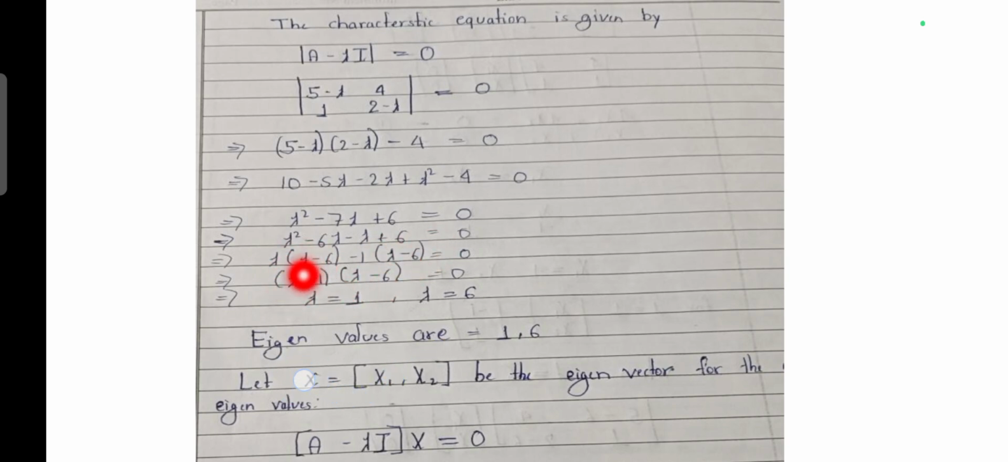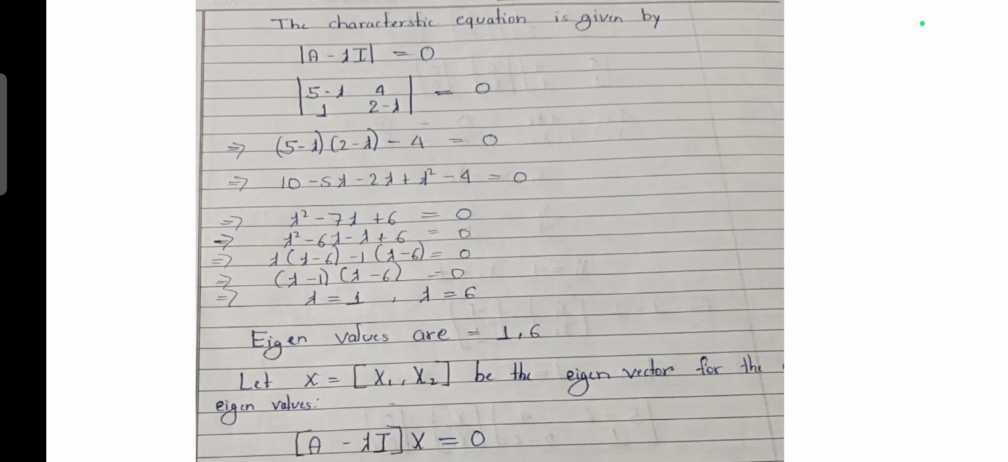We can take common lambda here, so lambda into (lambda minus 6), and minus 1 common, minus 1 into (lambda minus 6) equal to 0. So (lambda minus 1) into (lambda minus 6) equal to 0. We get lambda equal to 1, lambda equal to 6. So we get eigenroots that are 1 and 6.